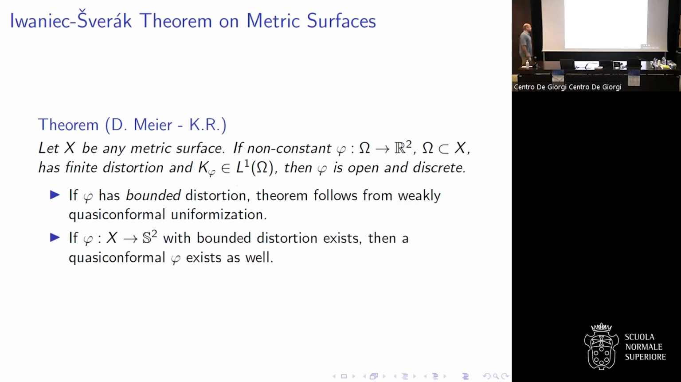Another comment is that usually non-homeomorphic parameterizations are easier to find than homeomorphic ones. In this case, you can show quite easily again that if you have a map with bounded distortion, then you actually have a homeomorphic map as well. So you have a quasi-conformal parameterization. This is essentially Stoilow factorization.